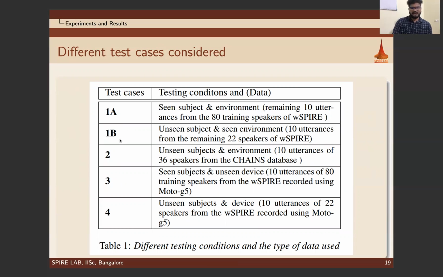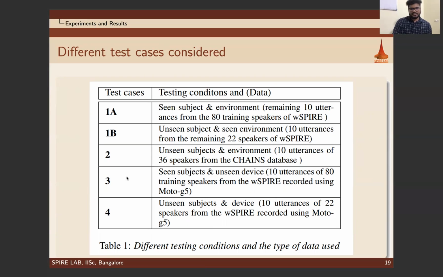In test case 1B, that is unseen subject and seen environment, we consider 10 utterances from the remaining 22 speakers of the Double Spy dataset. So the speakers of the testing will be different from those of the training. In test case 2, unseen subject and environment, we consider 10 utterances from the 36 speakers from the CHAINS database. So for the testing, we have used a completely different dataset than the training. So the speakers and the environment will be different from the training.